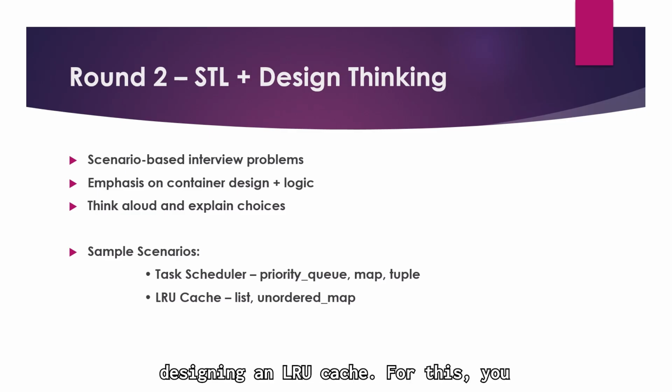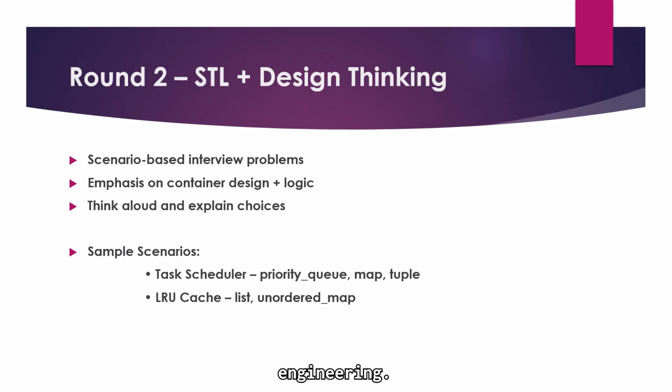Another example could be designing an LRU cache. For this, you might use a list and unordered map to efficiently manage cache entries. In this round, you will not only code but also explain why you choose a particular STL container or algorithm. This will help demonstrate your ability to reason through design decisions, a skill that's essential in real-world software engineering.